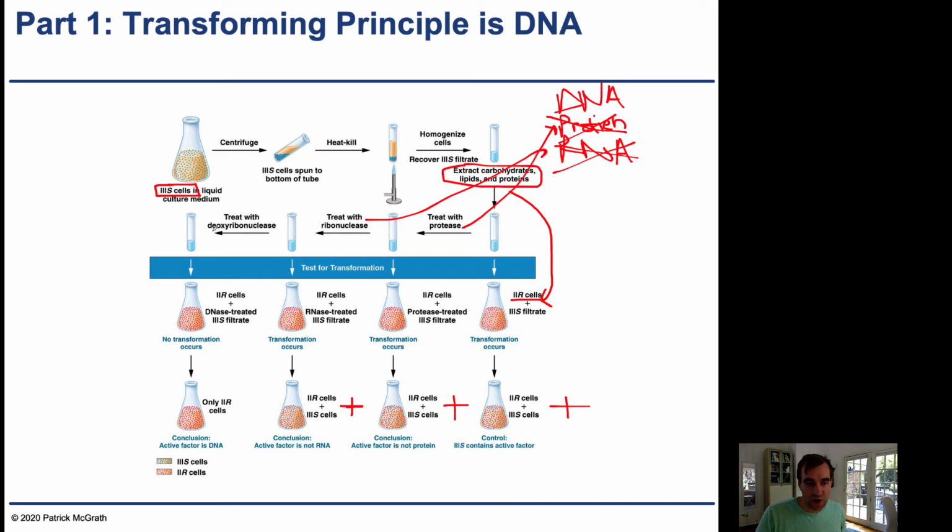And then the key experiment was to use DNase, so deoxyribonuclease. This enzyme is able to specifically destroy DNA. And so what happens if we destroy DNA from the soup, and now we mix it up with the 2R cells? Only 2R cells are able to come out of this soup, so they're not able to kill the mice. And so the conclusion is that the active factor within the transforming factor is DNA.